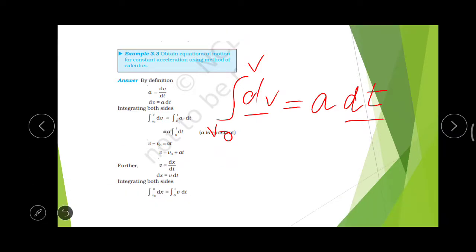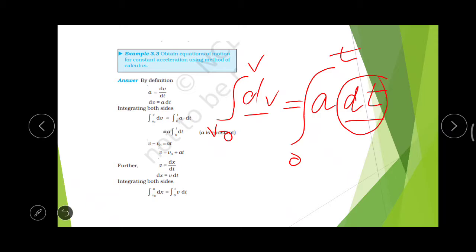Here, a is actually a constant, and the limit for time is 0 to t. Initial time is considered as 0, final time is t, and the fractional time is given as dt. Now we are integrating that equation on both sides.